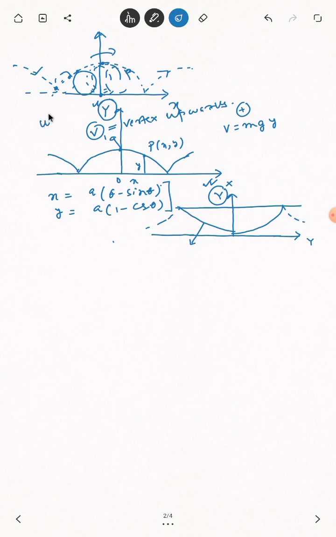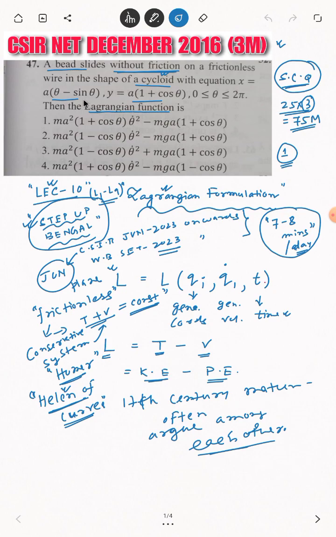We have mentioned in our previous lectures that for vertical upwards measurement of y or z-axis, whatever it may be, we always take V as positive mgy. Now y is given. Now we will see what is x and y. x is given as a into theta minus sine theta, and y is given as a into 1 plus cos theta.